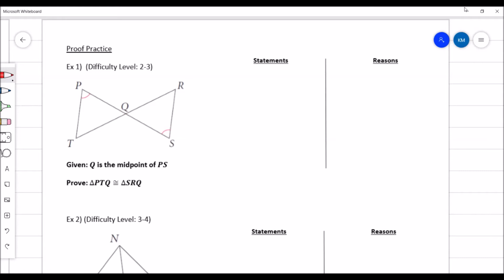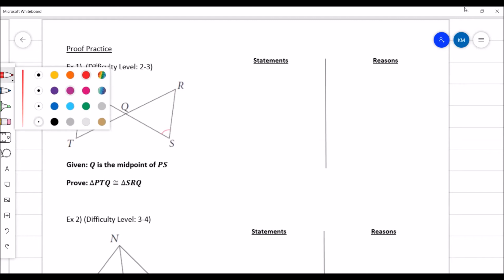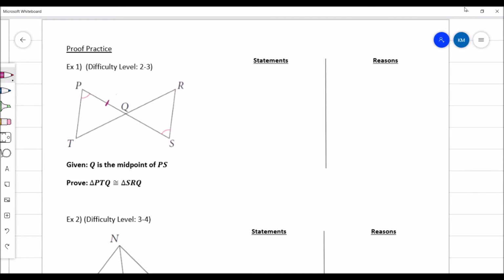So here it says Q is the midpoint of PS. So I'm thinking, okay, Q is in the middle of PS. That must mean that this is equal to that, right? And let's do a different color so I can see a little bit more easily what I'm doing. We're doing that because Q is the midpoint, and midpoint means that it cuts it in half. And the other thing that we see is that PQT and RQS are vertical angles, and so those should be equal to each other because vertical angles are congruent. And so now I should see that I have angle, side, angle. Okay, so now that I've thought that through, I'm going to go through and write my proof.